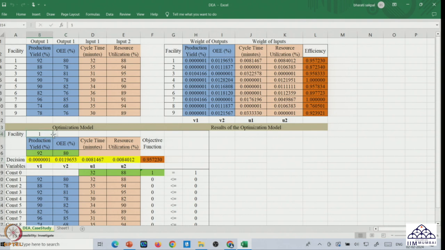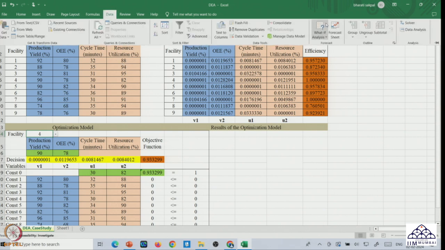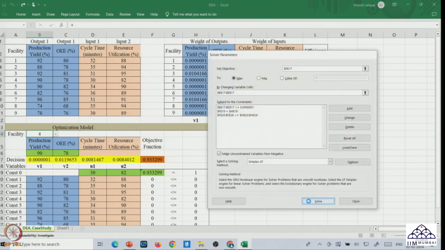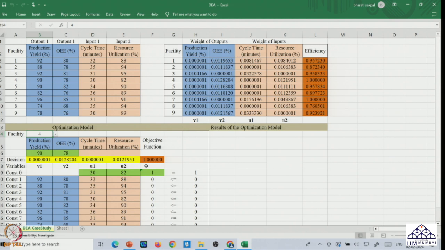Now let us say I want to see facility 4. Okay. So facility 4, I have 90.78 as my output parameters, 30.82 as my input parameters, and I have used a VLOOKUP function. So automatically, if you select facility 4, these 4 values will automatically be changed. Now if I solve here, you will see a solution 100% efficiency. That is what we discussed in the PPT also, it is reaching 100% efficiency.